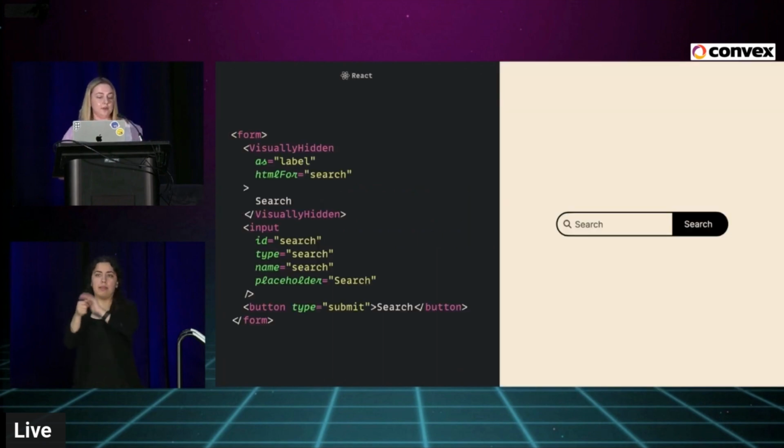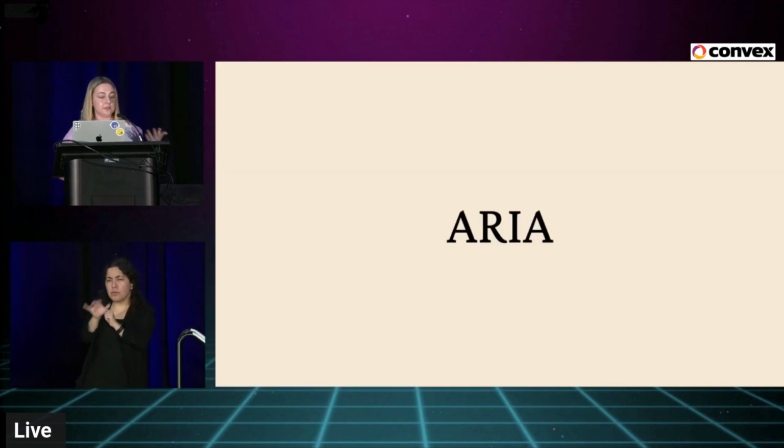But now, if we actually look in our code, we have a label like word text twice. So what if we could use our button, our search button, as a label for our input? To understand how to do that, we need to learn about ARIA.